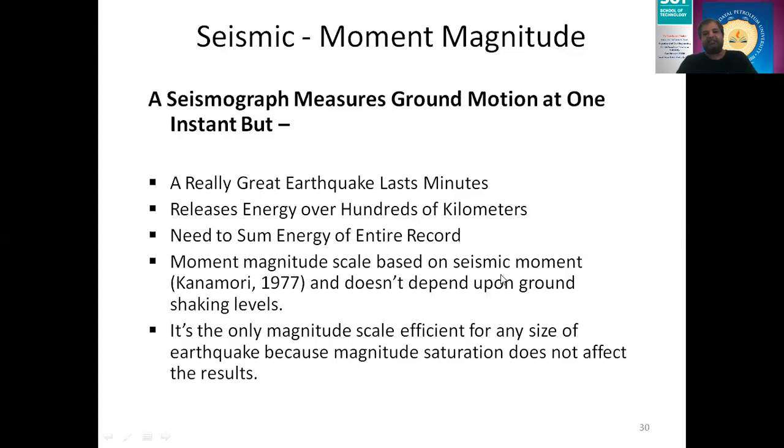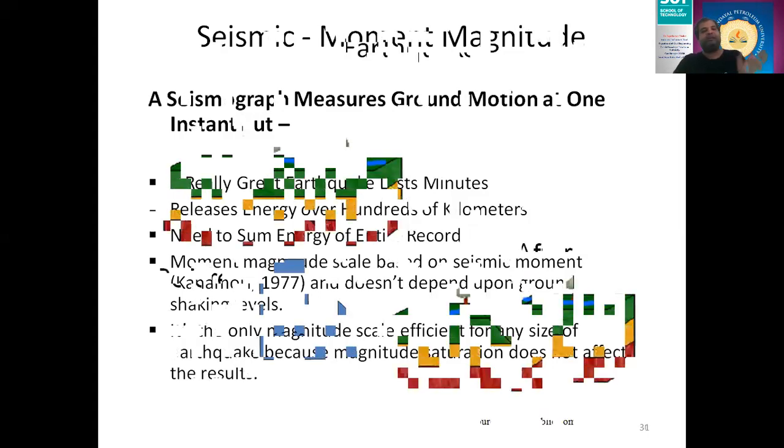The moment magnitude scale is based on the seismic moment and doesn't depend upon the ground shaking level. The previous magnitude scales we have seen are based on the amplitude level, which you can find from the time history. But this is based on the seismic moment, or the energy released during the earthquake. It is the only magnitude scale efficient for any size of earthquake because magnitude saturation does not affect the results. So this is the only magnitude scale you can use universally, to put everything on a common platform.